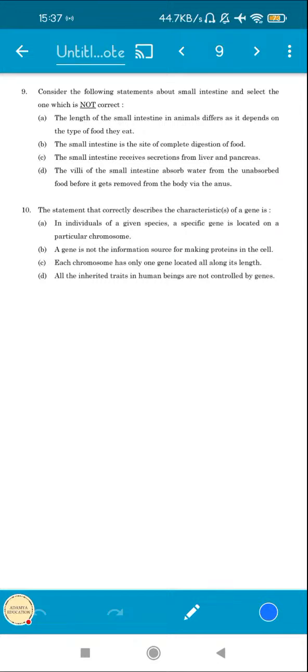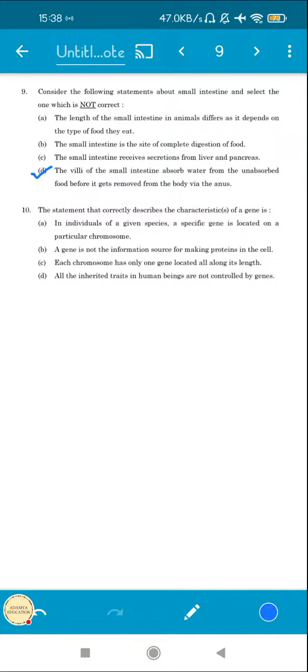procedure of digestion. The fourth one, the villi of the small intestine absorb water from the unabsorbed food. No, it is done by the large intestine, and the large intestine does not contain villi for this purpose. The main work of the villi present in the small intestine is to absorb the various food materials into the bloodstream or into the lacteal vessel, which you have learnt about. So the correct answer will be D. This is the incorrect statement about small intestine.